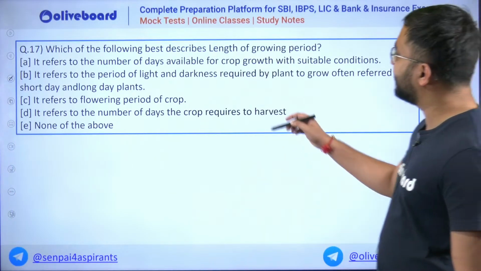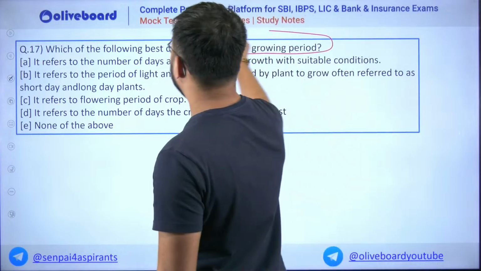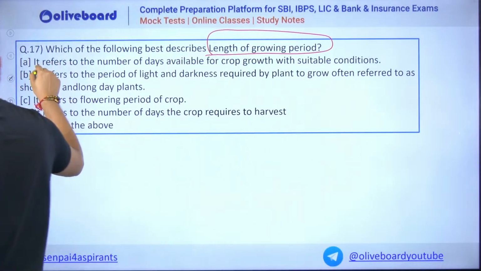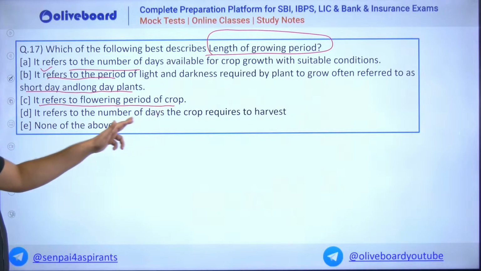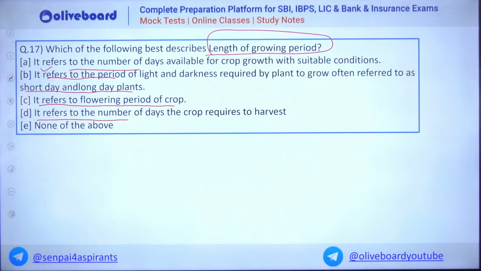Which of the following best describes length of growing period? First, it refers to the number of days available for crop growth with suitable condition. Second, it refers to period of light and darkness required by the plant to grow, often referred to as short day and long day plants. Third, it refers to flowering period of crop. Fourth, it refers to number of days the crop requires to harvest.